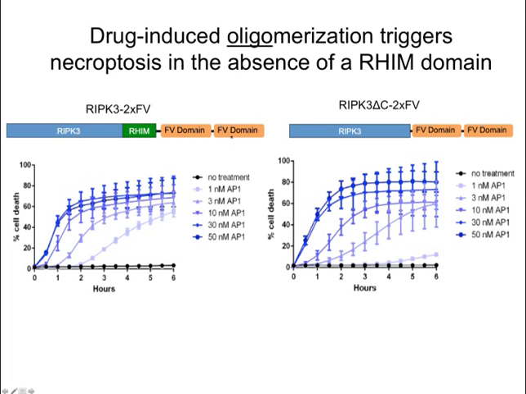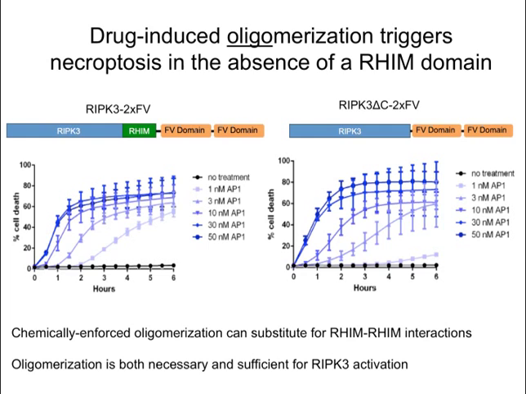cell death. So here's RIP3 2x FV, so two dimerization domains. We get this very strong response when we add dimerization drug. And interestingly, when we now completely eliminate the RHIM domain, so here we've actually deleted the RHIM domain from RIP3, we can still get very robust cell death when we induce oligomerization. Now remember that in the dimerization-induced case that I showed you earlier, the RHIM domain was absolutely required, and this we think is because that RHIM domain is needed to propagate those oligomers. Now we've eliminated the need for that RHIM domain by adding this second FV domain, so that now we're forcing RIP3 into an oligomeric structure. So as I show here, chemically enforced oligomerization can substitute for RHIM-RHIM interactions.